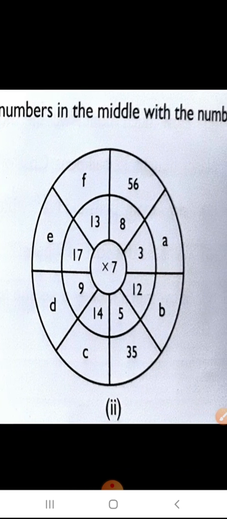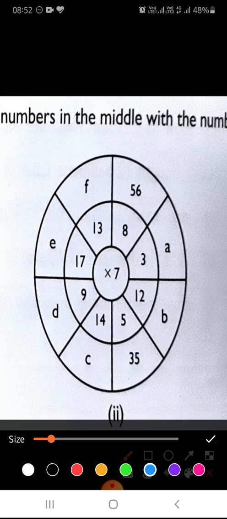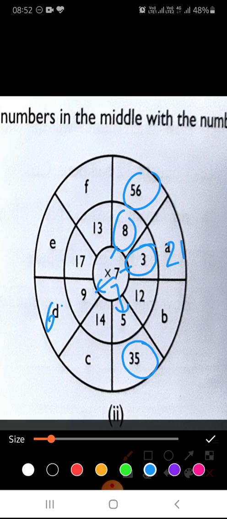In this case, what you have to do, you have to multiply. As the multiplication sign is there in the center, you have to multiply. Now you can see here 7 multiplied by 5 is 35, and the answer is written here. 7 multiplied by 8 is 56, and the answer is written here. Similarly, 7 multiplied by 3 will be 21, we will write here. Similarly, 7 multiplied by 9, 63, we will write here. 7 multiplied by 12, or 12 multiplied by 7, 84, we will write here.